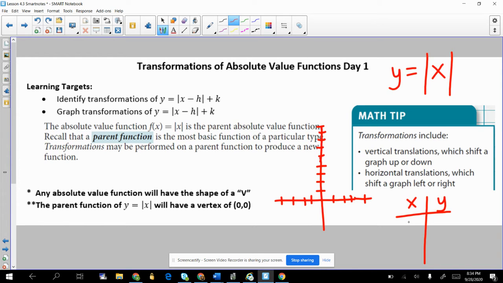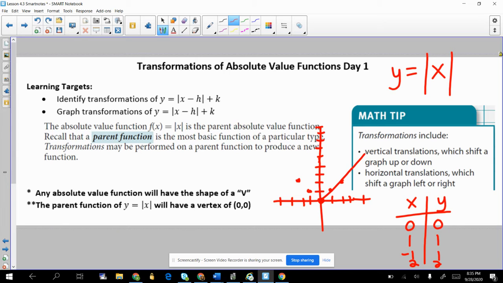let's say 0. Well, what's the absolute value of 0? 0. So there's your first point. Then if you plug in 1, what's the absolute value of 1? 1. So there's your second point. If you plug in -1, what's the absolute value of -1? Positive 1. So there's your third point, -1, 1. And if we did 2, it's 2. And -2 is also 2, and so on and so forth.